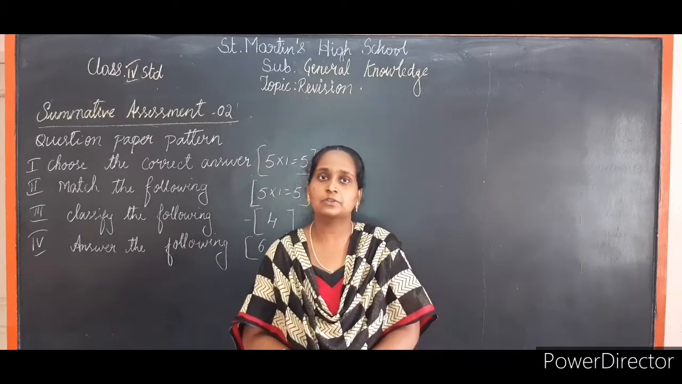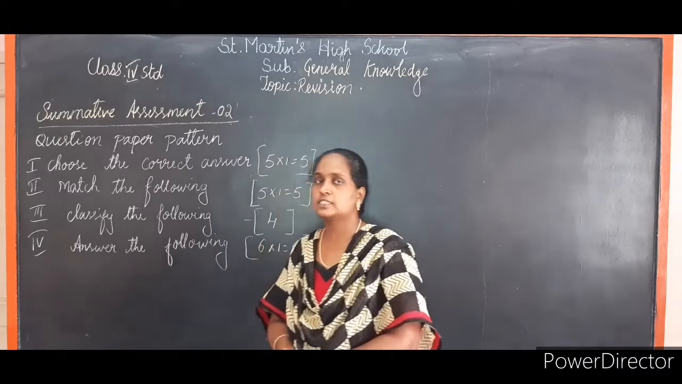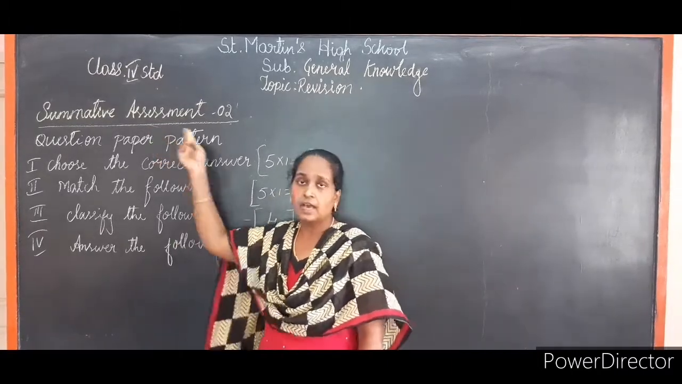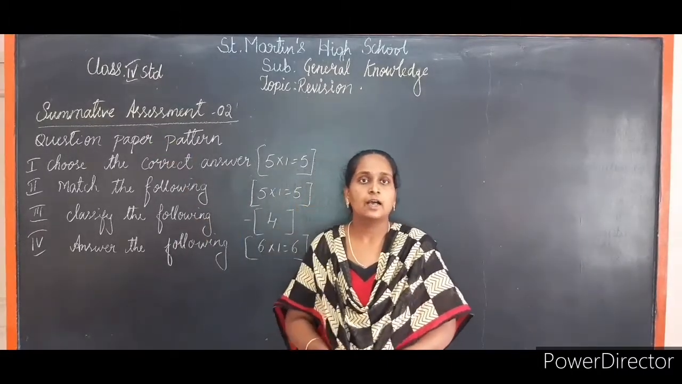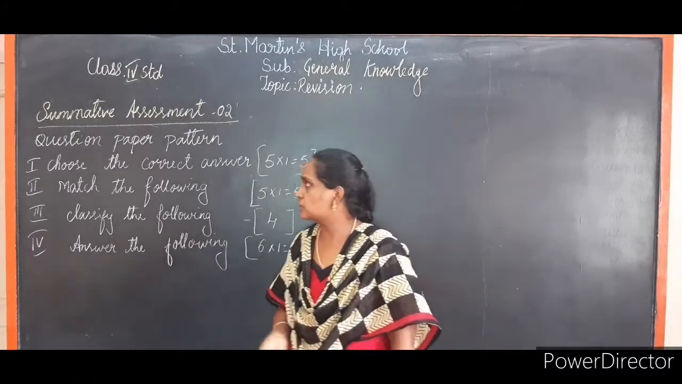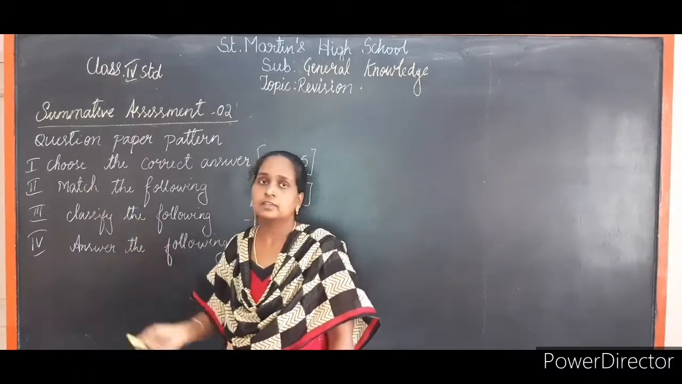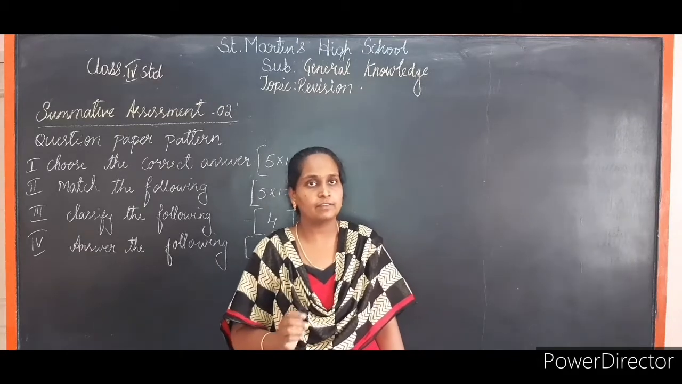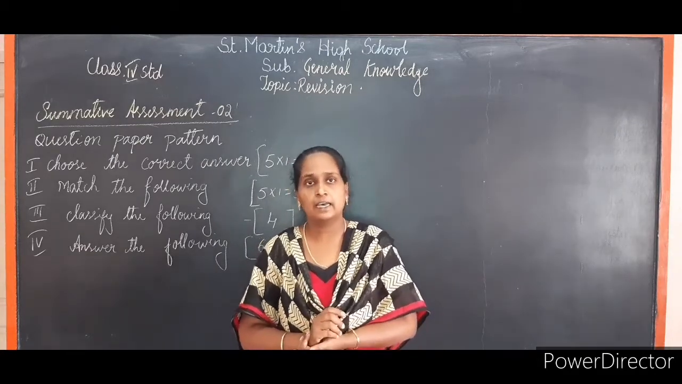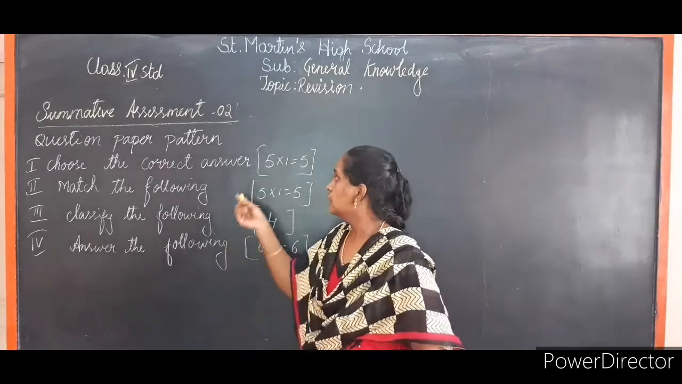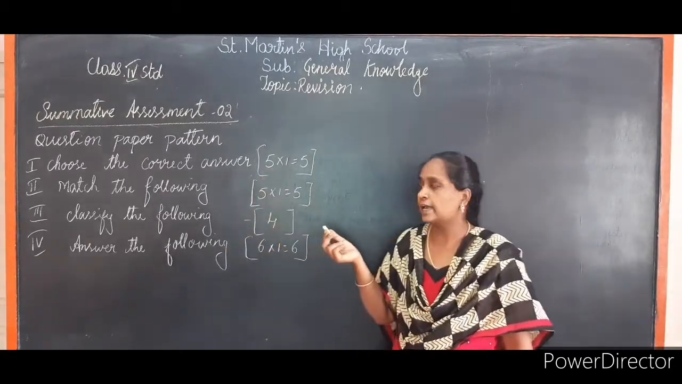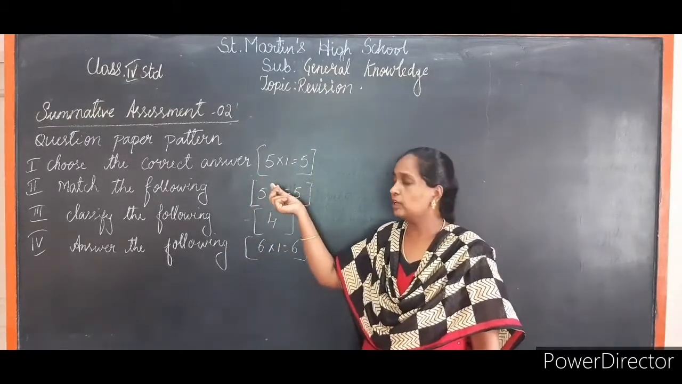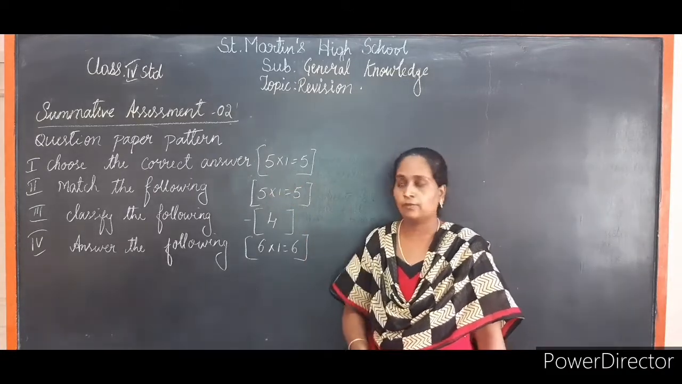Children, today I am going to do the revision for summative assessment 2. The question paper pattern will be like this, children. First, choose the correct answer. Four alternatives are given. You must choose which is the right answer. Each question carries 1 mark. 5 are given. 5 into 1, 5.